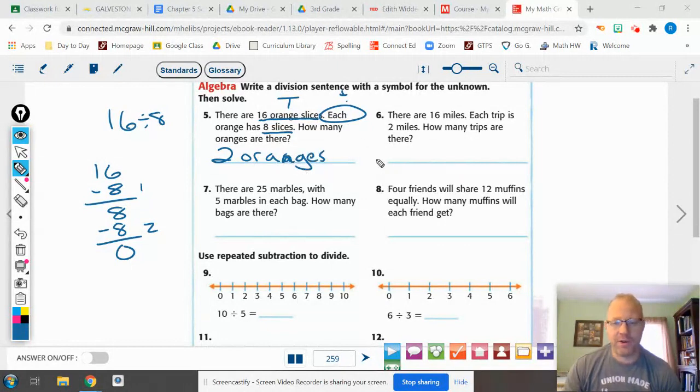Make sure you're checking your work. You should have already done these problems, and now you're just checking to see, is it going well? So if you got it correct, you did great. If not, what did you do wrong when you did your subtraction?